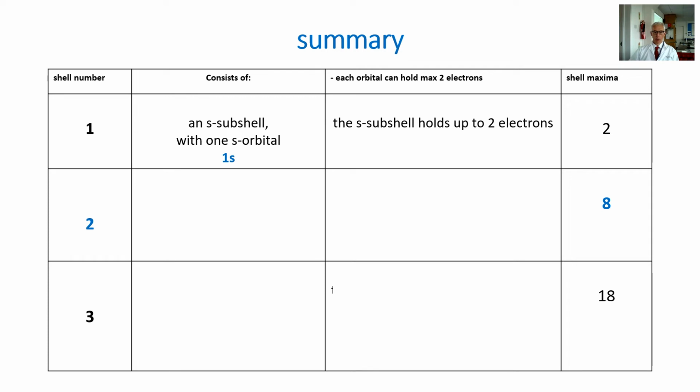Okay, so we know that the second shell consists of 2 subshells, an s subshell and a p subshell. And we label the s subshell of the second shell 2s, and we label the p subshell of the second shell 2p. But recall that the p subshell consists of 3 orbitals.